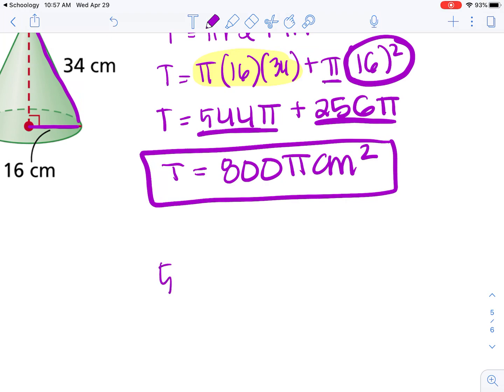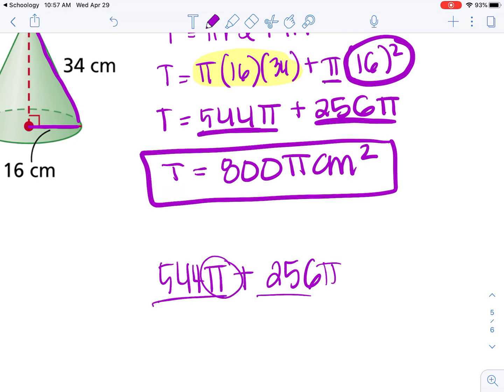Now, really quickly, sidebar, if this was 544 pi plus, and then it was just 256, not 256 pi, these I could not combine without using my calculator and getting a decimal answer and putting pi in there. But once this has a pi in it, it's like they're like terms, and I can keep pi in the answer.